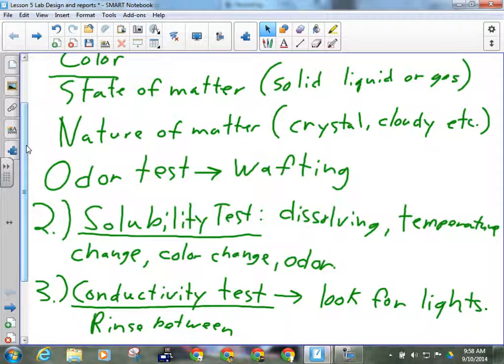We should probably rinse the conductivity tester in between tests. And you'll get a stirring rod as well. That should probably be rinsed in between solubility tests. All little things. You can't assume people are going to do these things if you don't write them into your steps.